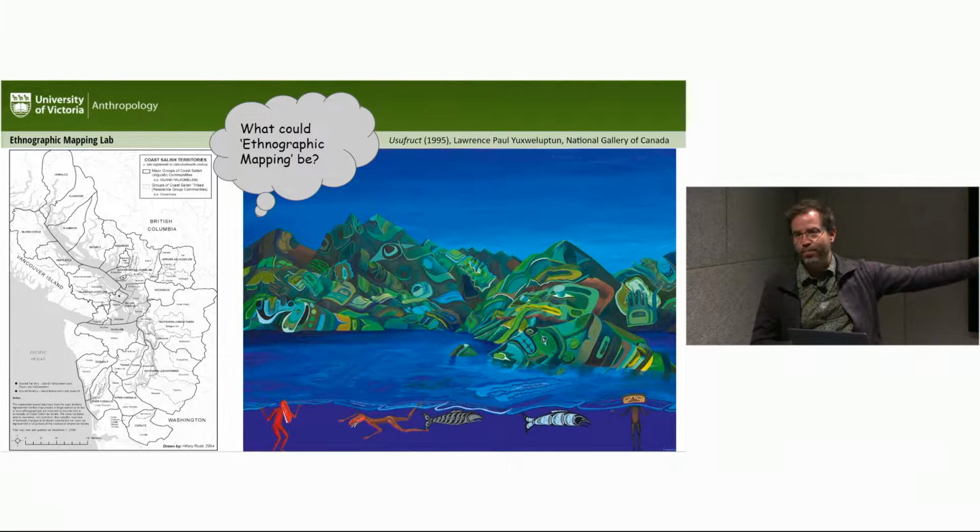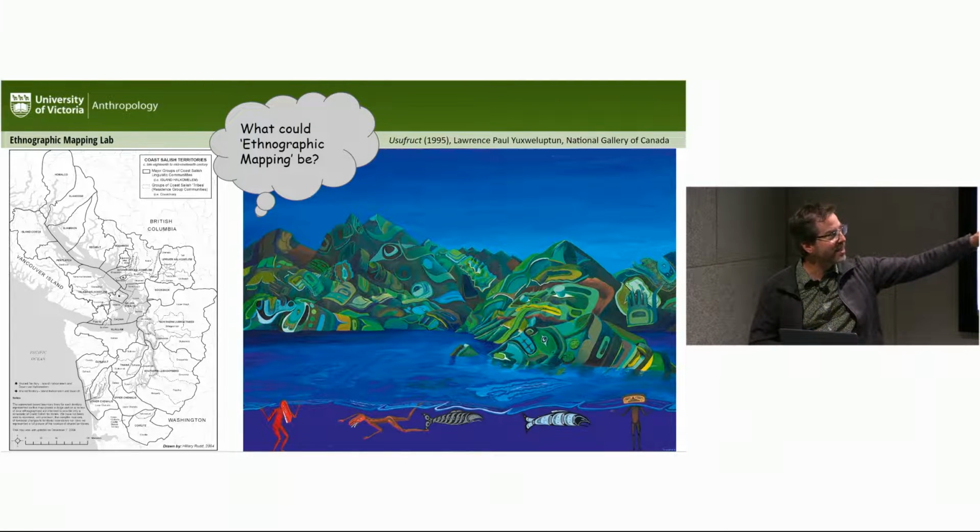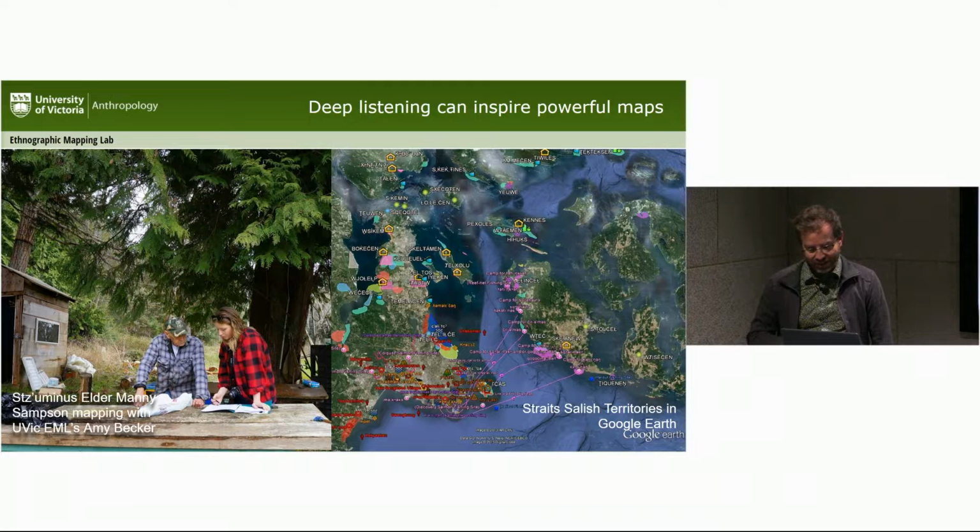And this is my favorite painting by the artist Lawrence Paul Yaqualuptum, a painting called Usufruct. And I think our goal in our ethnographic mapping and our community-based mapping with Indigenous peoples is to get to this, where every figure in this painting represents a story. It represents a connection to land. It represents a lineage and a practice and a teaching. And so how can we do this kind of thing? That I think is the standard that we're looking for.